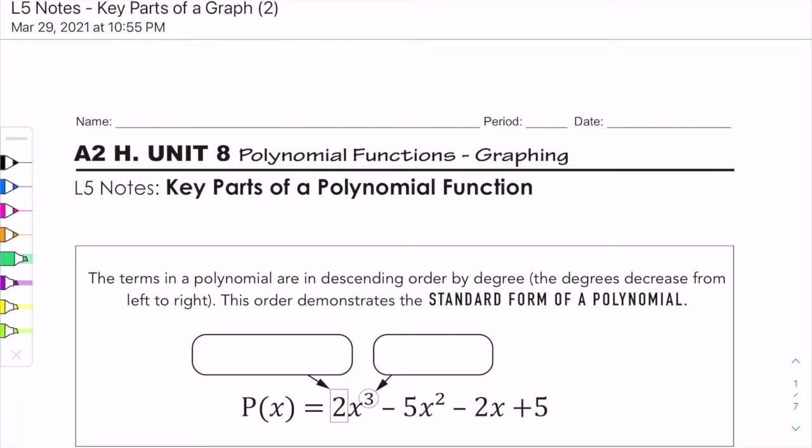Today we're going to learn about key parts of a polynomial function. These key parts, or everything that we're learning in today's lesson, will be used during tomorrow's lesson when we learn how to graph a polynomial.